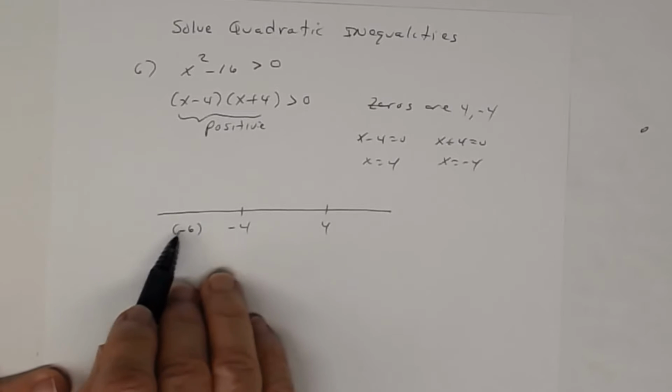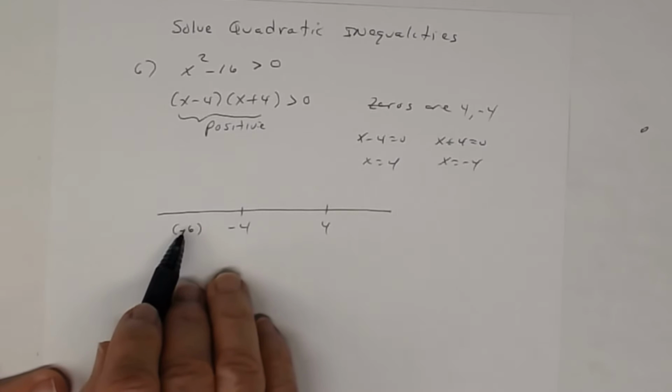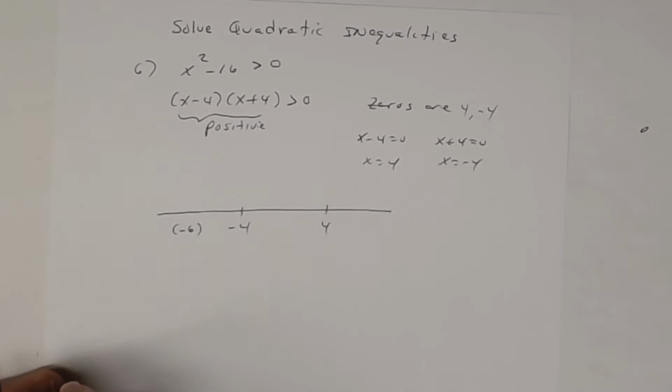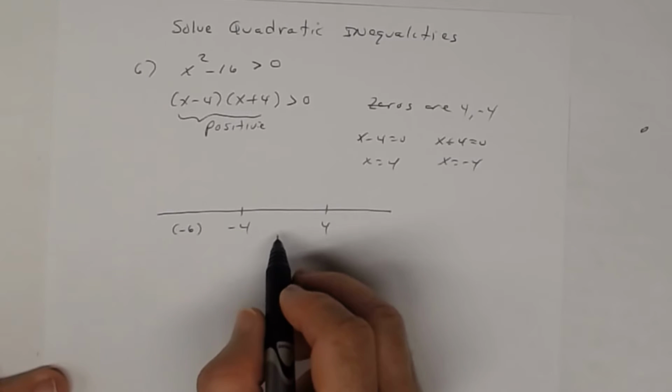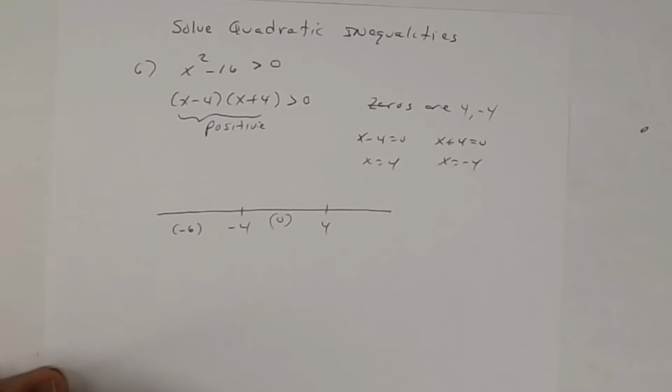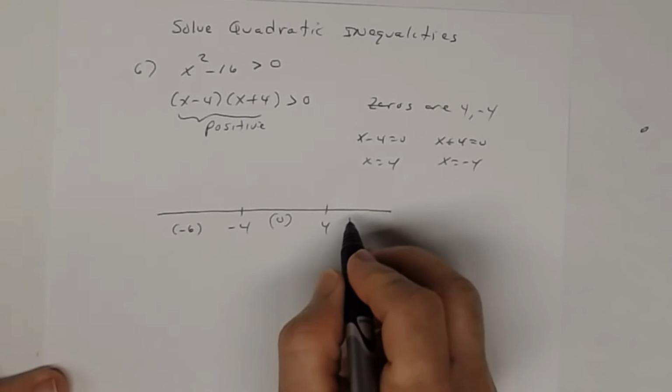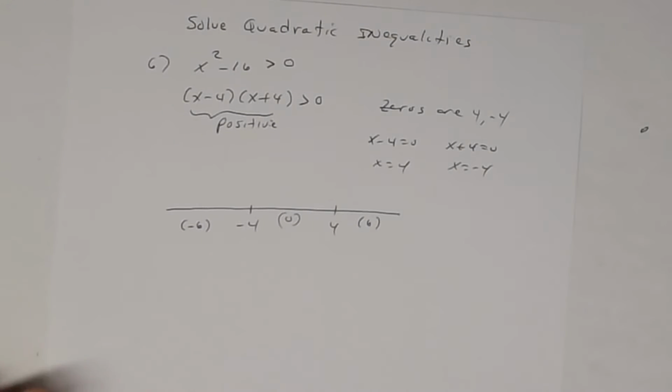You can use any real number between negative infinity and negative 4. It could be a decimal, fraction, whatever you want. It's so much easier to use an integer. All right, so negative 6 is in here, so I'm going to use negative 6. Between negative 4 and 4, the easiest integer to use is 0. And then from 4 to infinity, let's just say 6. All right, so those are my 3 test points.